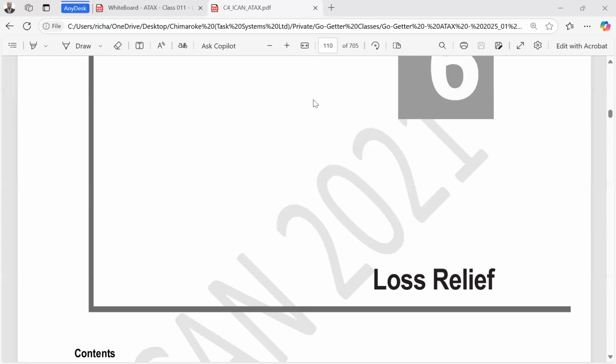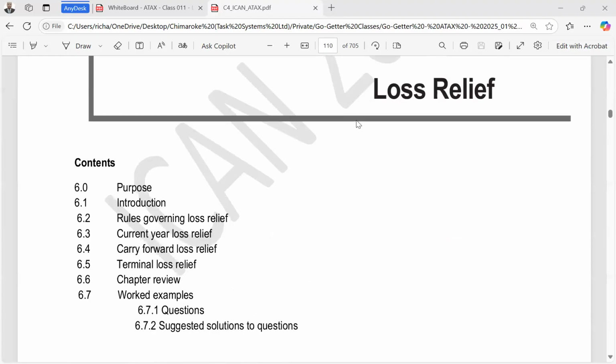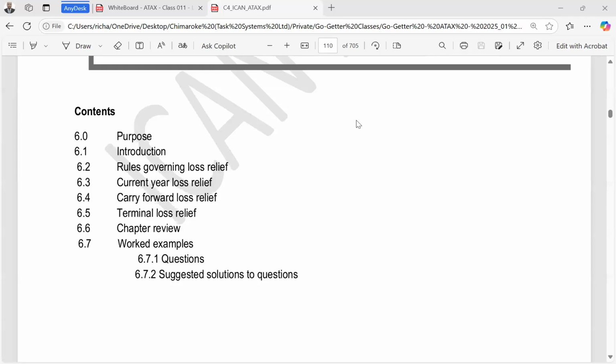Our topic is loss relief. Okay, so now we'll be talking about the rules governing loss relief. I will be looking at something called current year loss relief and carry forward loss relief. These are the two reliefs we'll be looking at. Then we'll be talking about terminal loss relief. I believe that this is a one-part topic. We will not be entering into part two. We'll finish everything in one sitting.